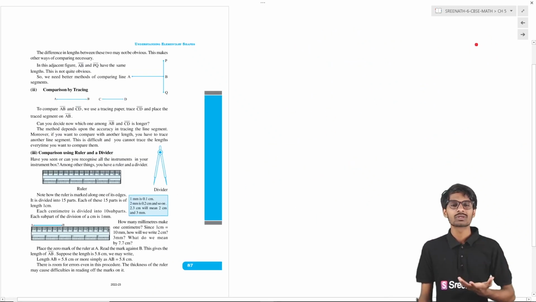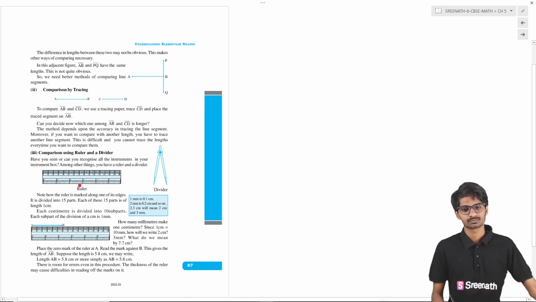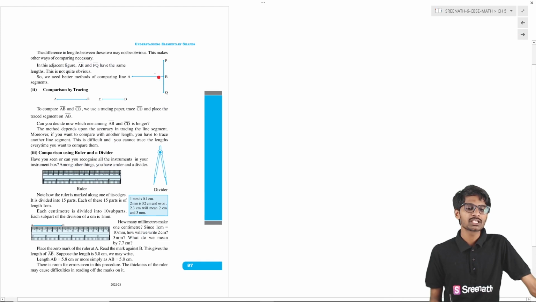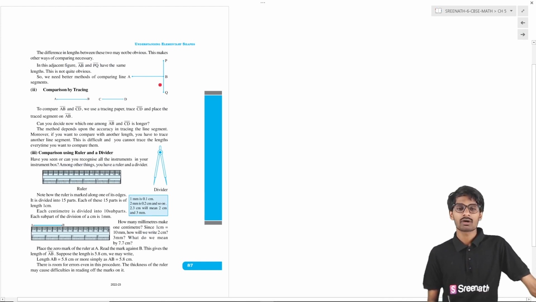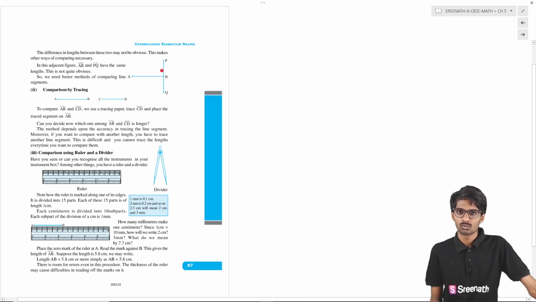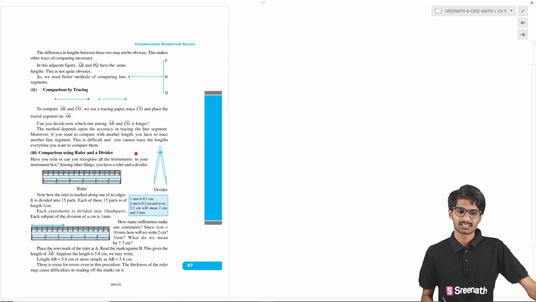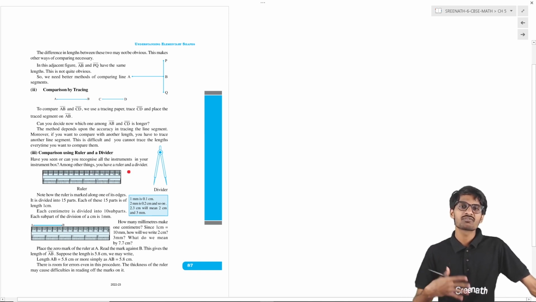So we have to improve our comparison methods. Okay, students. In this case, PQ and AB, of course, have the same length, but with our observation using our eyes, we can't say that both are equal. That is the problem with our eyes or our observations. So comparison by observation is somewhat not a good method. We have to opt for another method.